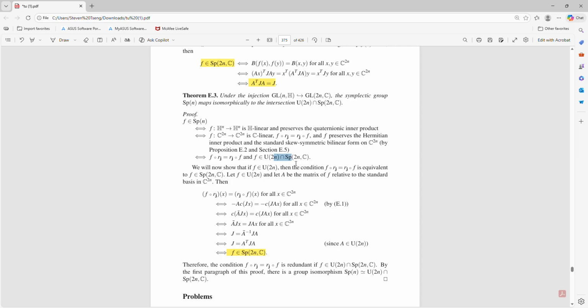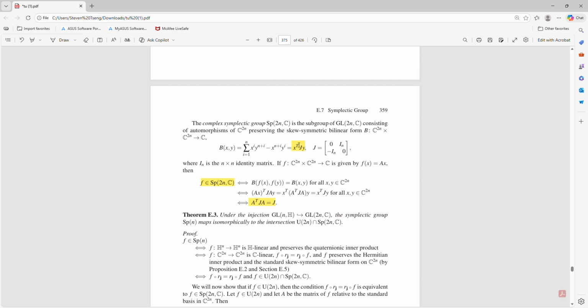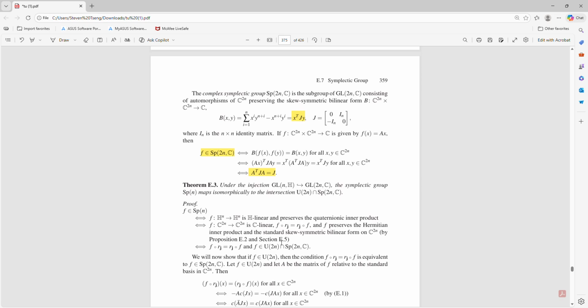And it intersects the special linear group of 2n over C, because it also satisfies the quaternion inner product that is preserved.